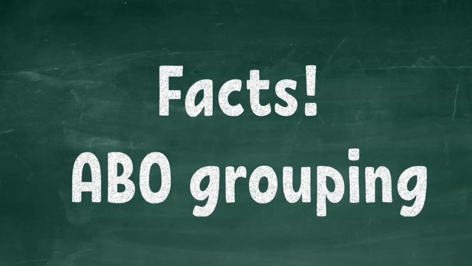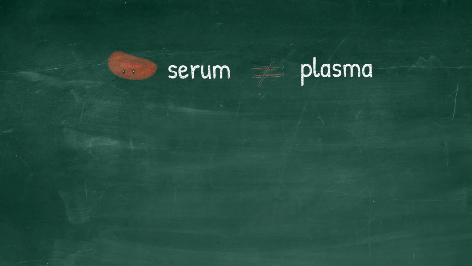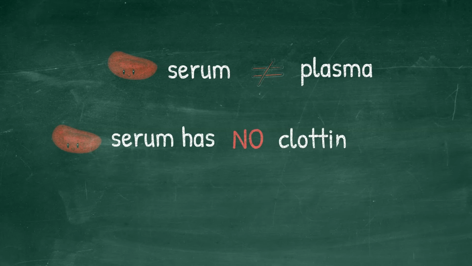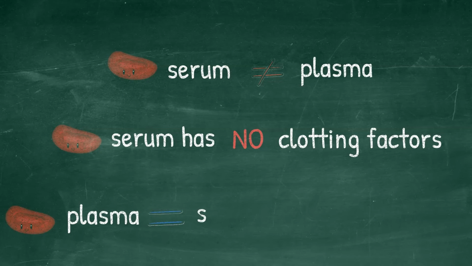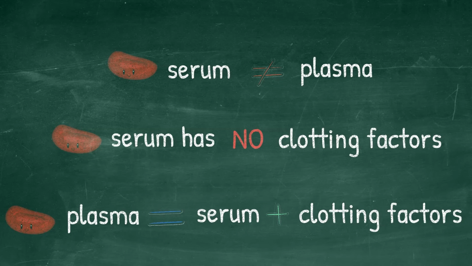Facts that are good to know about ABO groupings. Serum and plasma are not the same, but both can be used for blood groupings. Serum has no clotting factor because the blood was allowed to clot before separation of the red blood cells and serum. Plasma has clotting factor. This means serum plus clotting factor is equal to plasma.